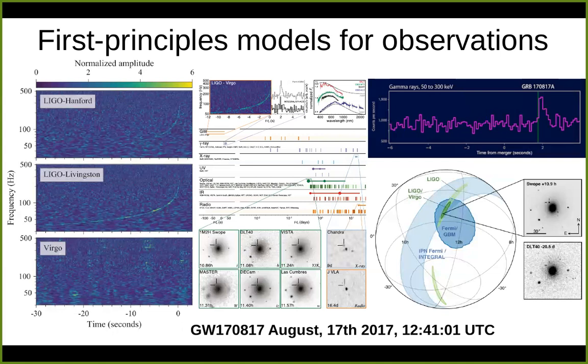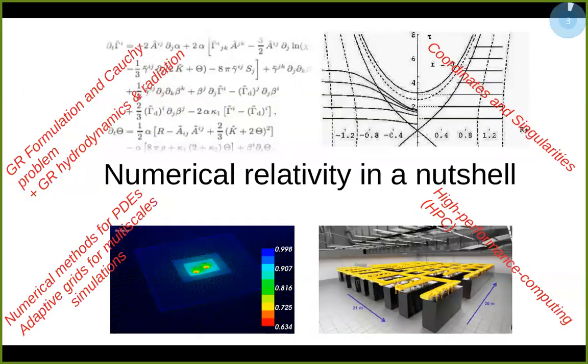And first principles, when it comes to neutron stars, means strong gravity, so general relativity, plus magnetic fields, plus neutrinos, plus nuclear physics. In a nutshell, what is the field of numerical relativity? It's the simulation, or complicated simulation, of strong gravity astrophysical events.